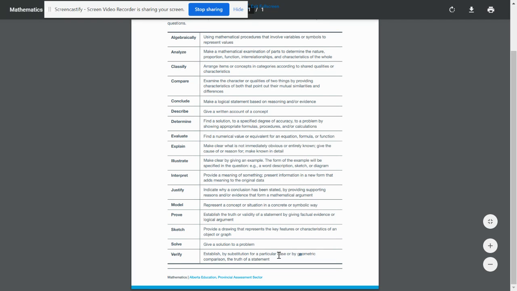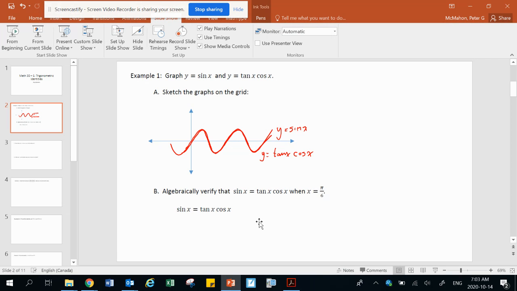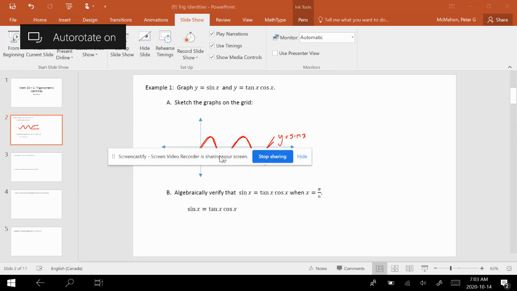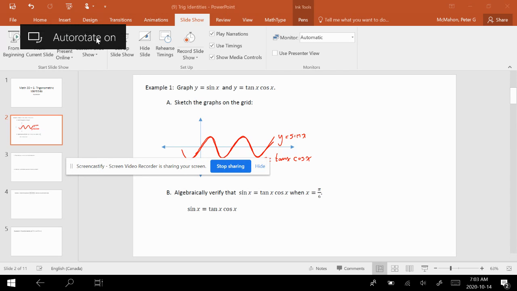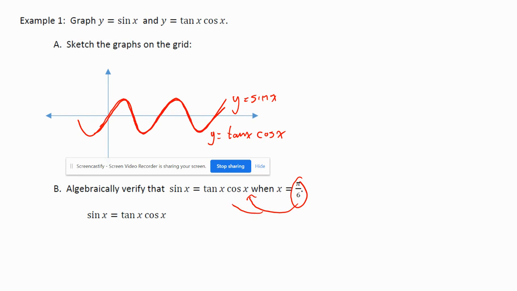Now, what it says over here, this is for a particular case. This is not necessarily for all cases over here. Okay. So we'll come back to our case over here. What verify means is that we're going to take this pi over 6 and we're going to slip it into the x's that we see in this equation here.